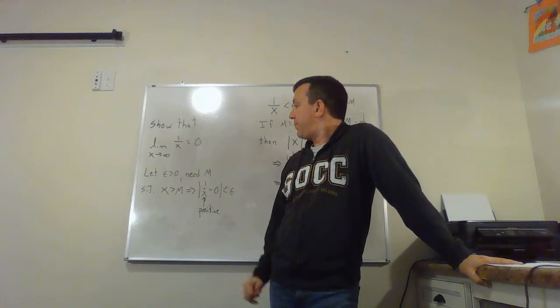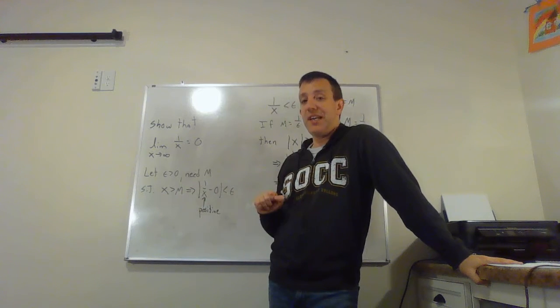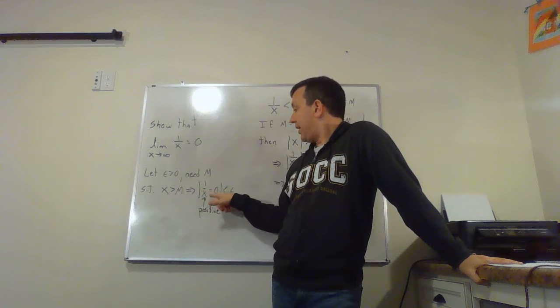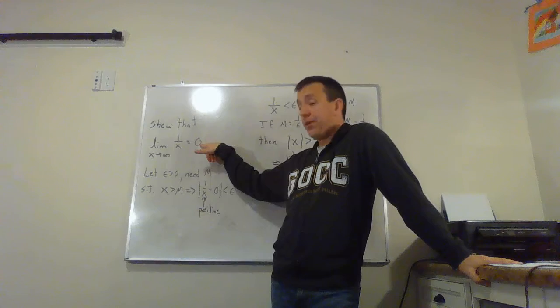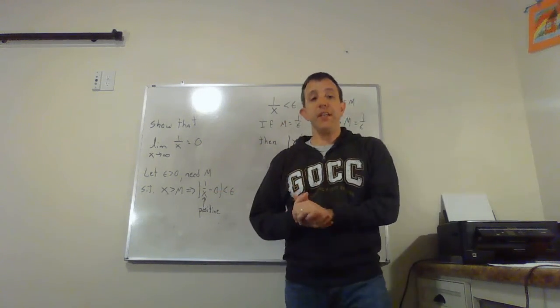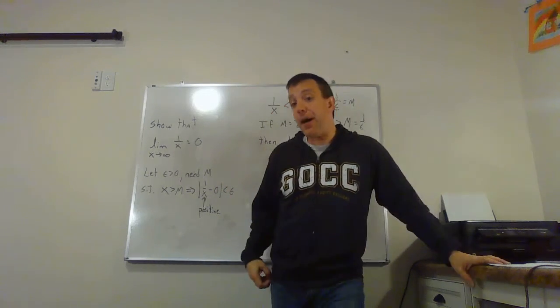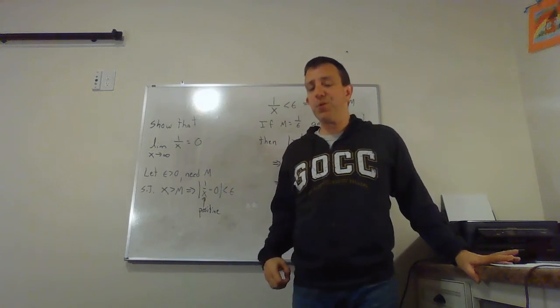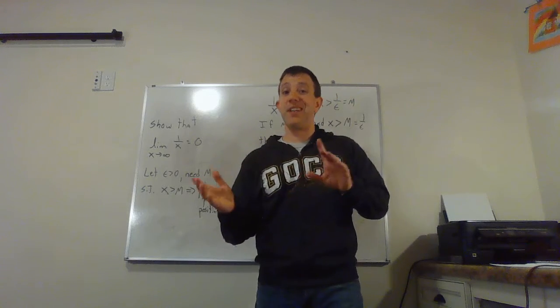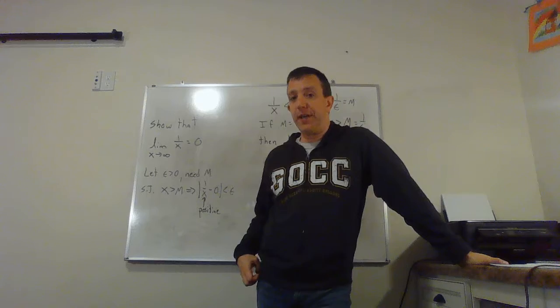So let's let epsilon be greater than 0. We need to find an m such that if x is bigger than m, then that implies that the absolute value of 1 over x minus 0, the limit that we're trying to get to, is less than epsilon. Now importantly, in this case, although it doesn't matter, we do have absolute values here, but x is a positive number. We know this because we're only paying attention right now to the right-hand side of the graph as x goes out to positive infinity.